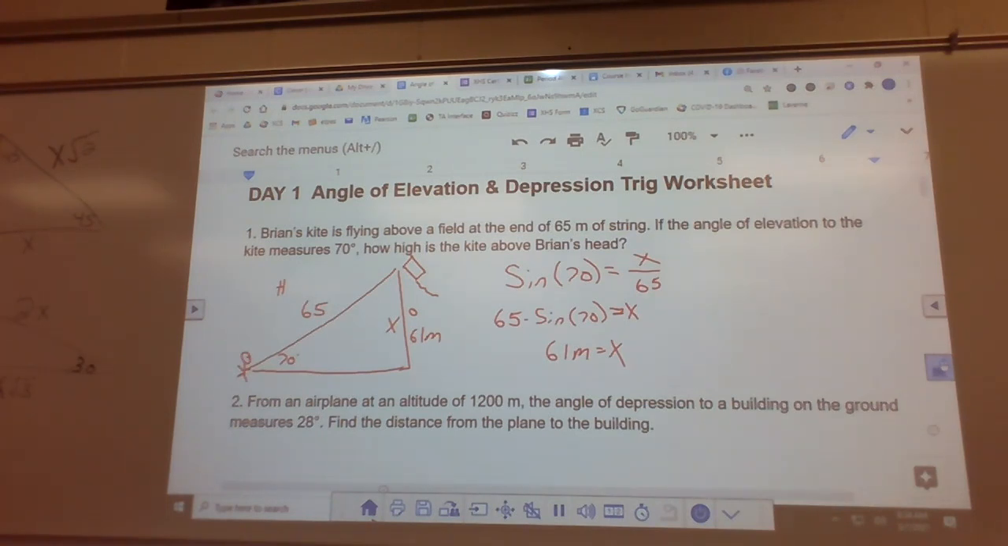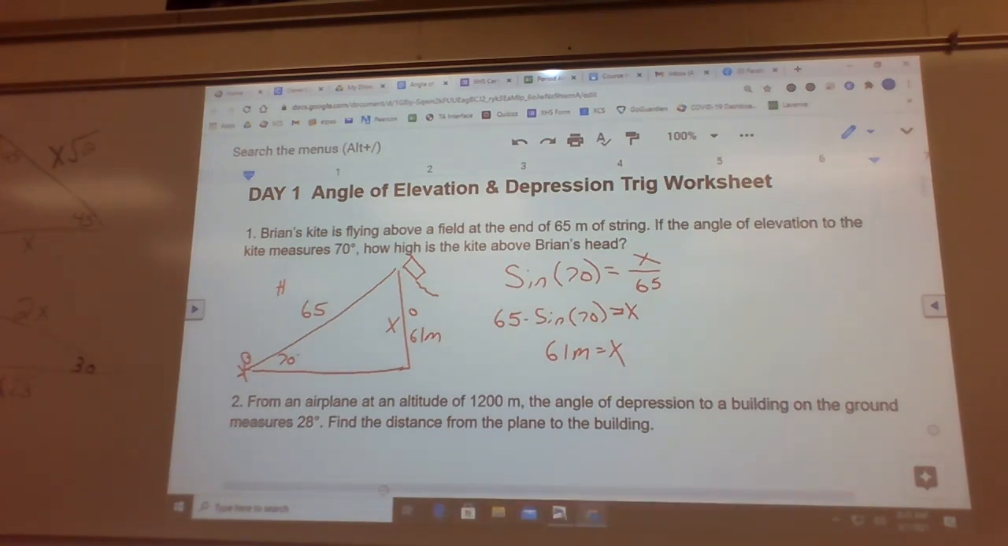So number one, does number one make sense? Does everybody see how I drew the picture? That's the most important part, is drawing that picture. Is everybody okay there?